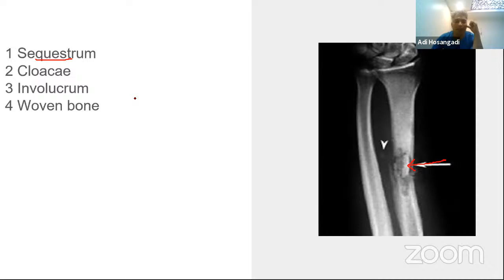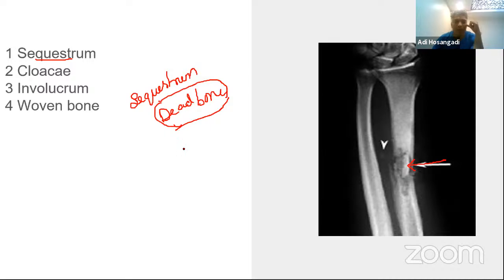You should please understand that sequestrum is a dead bone surrounded by granulation tissue. Okay? Dead bone surrounded by granulation tissue. That is very, very important, because my professor used to crack a joke about people who eat non-veg and throw the bones on the road, or on the table plates of the dining table. That is not sequestrum. So sequestrum means a dead bone in a living organism surrounded by granulation tissue.